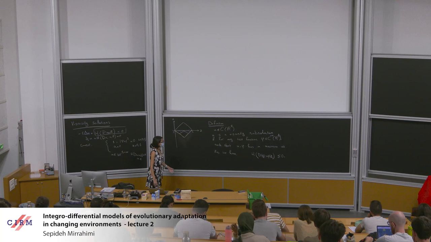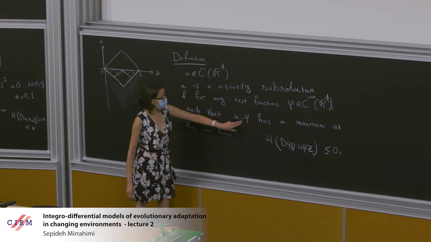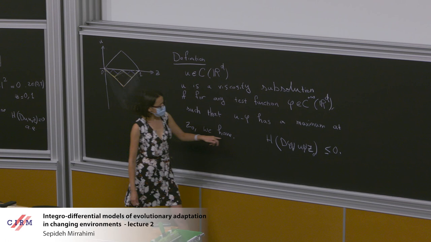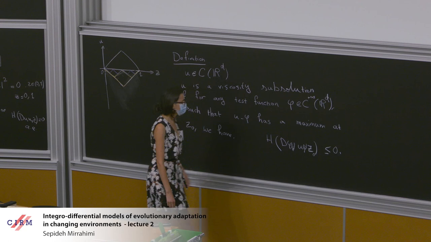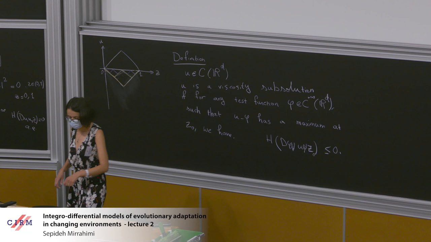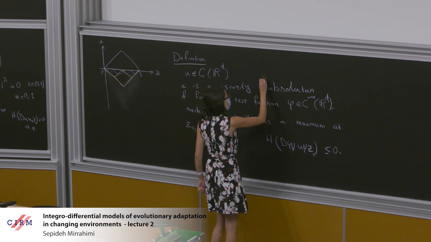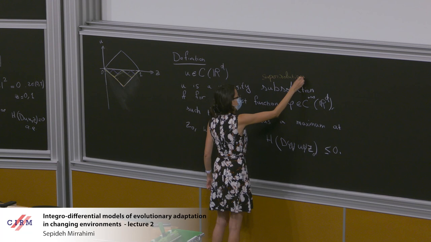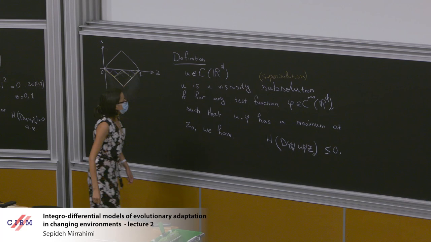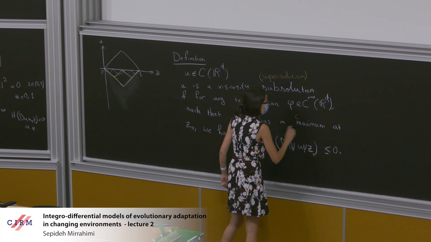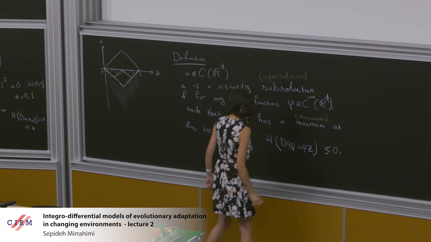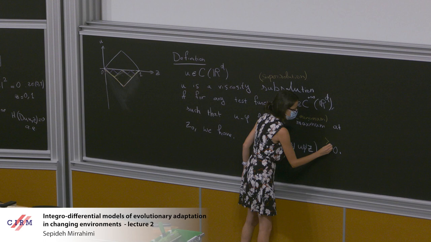So we take any test function phi such that u minus phi takes its maximum at the point z naught, and we replace this in this equation, and then we will have a negative sign. And in the same way, we can define a viscosity supersolution. So u would be a viscosity supersolution. When we define a viscosity supersolution, we have to replace maximum by minimum, and this inequality by greater than zero.